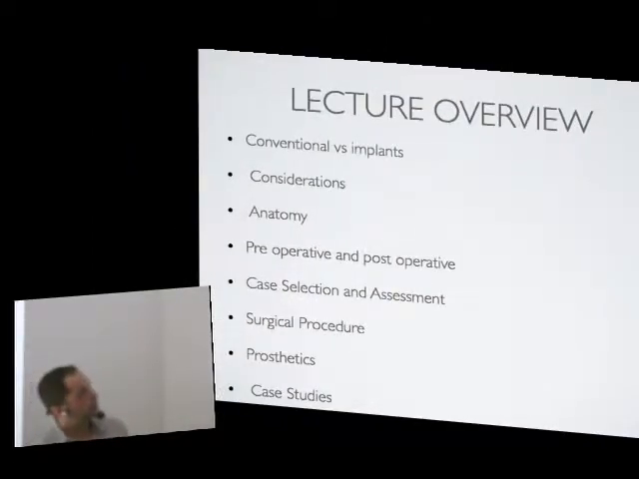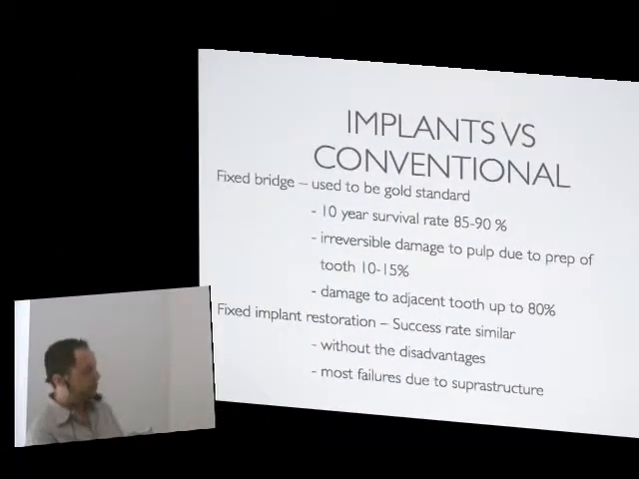So this is the lecture overview. First we're going to compare conventional restorations with restorations on implants. Considerations which we have to do before we start an operation on patients. A little bit of anatomy. Preoperative and postoperative measures. Complications with implants. How to select a case and how to assess a case. Okay, let's compare conventional versus implants.